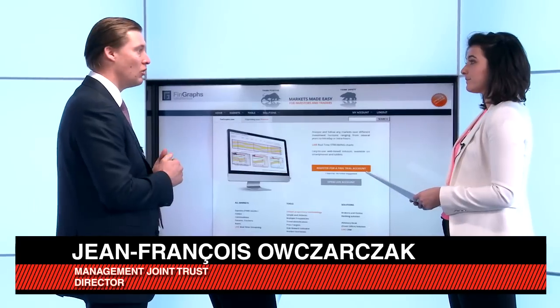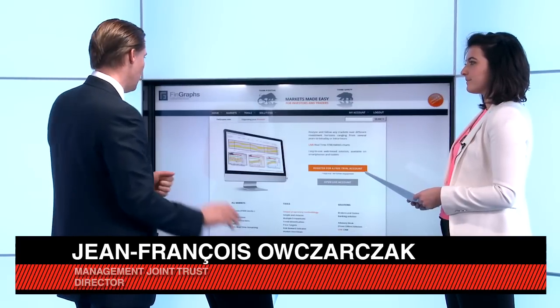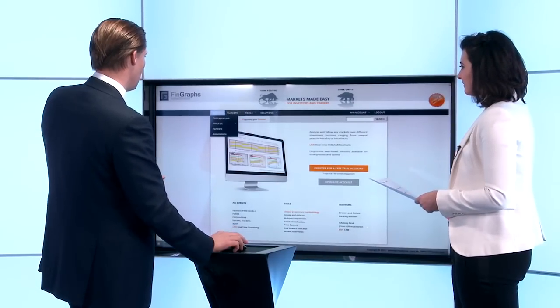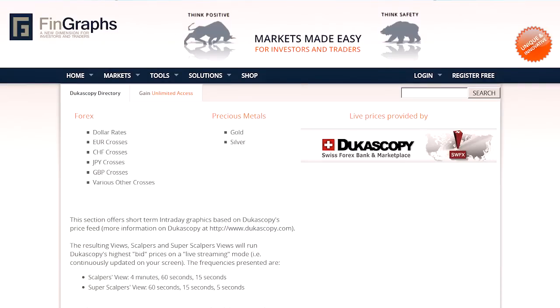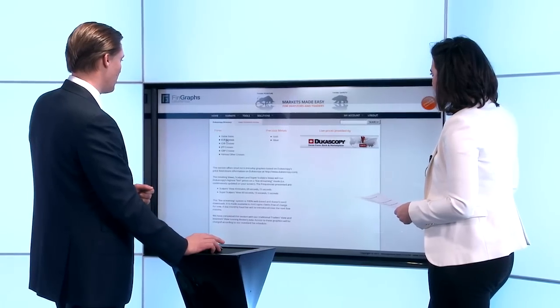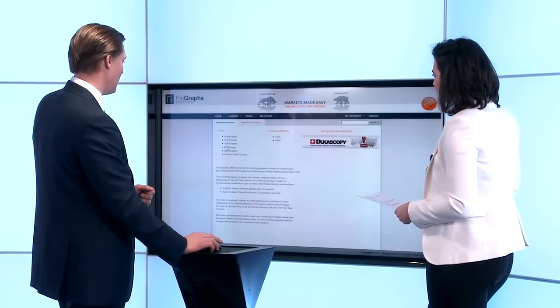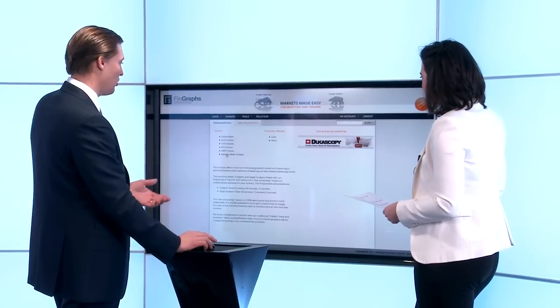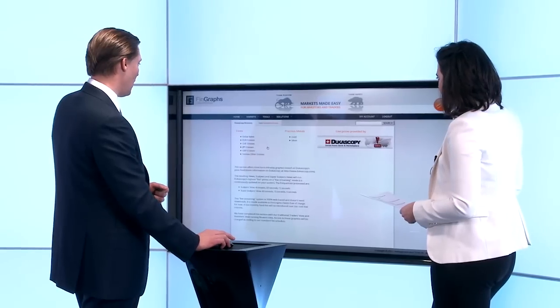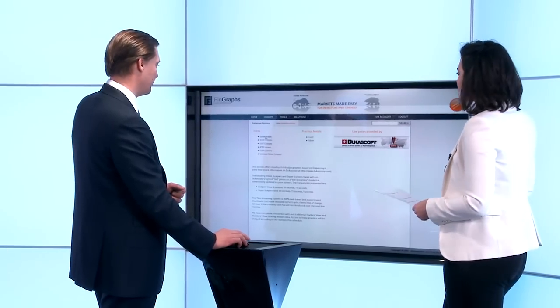Sure, and first we have to go into our Dukascopy directory. We have integrated Dukascopy live price feed, and so if you go onto our website, into markets, you have access to our Dukascopy directory. And what are the pairs that we can view the dollar against? Well, we could view dollar rates as they are officially stated, or crosses against the euro, Swiss francs, Japanese yen, British pound, other crosses, gold and silver. We'll have a look at the dollar rates this morning.